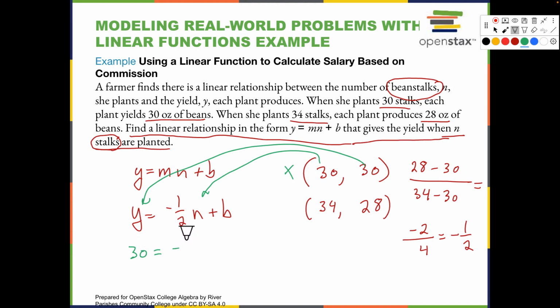So this is the way I go about it. I've got negative 1/2 times 30, which is going to give us negative 15. Add 15 to both sides, and we get that b equals 45. So our equation becomes y equals negative 1/2 n plus 45.